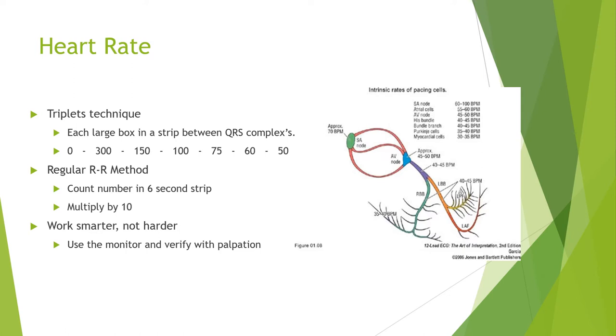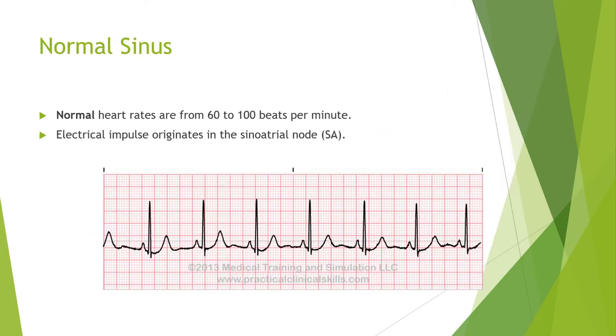You can count the pulses. You can look at the monitor and see what the monitor tells you for a pulse. There's also different techniques for counting using the strip of paper when it's printed. The regular R to R method works great if the rhythm is regular. Essentially, you count 6 seconds, then you times that by 10. Work smarter and not harder. So you can use the EKG monitor to show you what the rate is, and then you confirm with palpation. Does the electricity match up with mechanical compression?